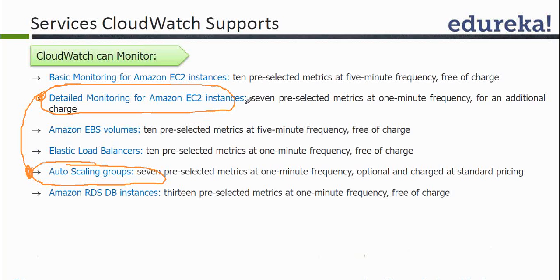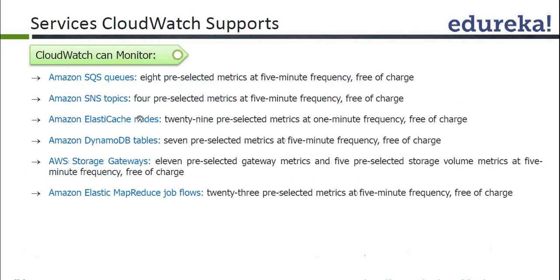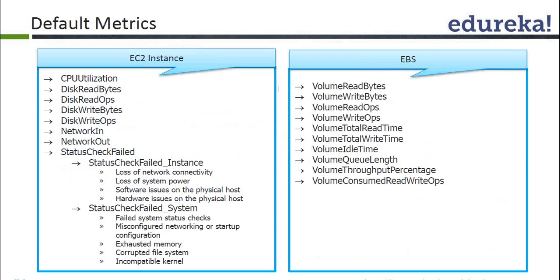Okay, and only there, also detailed monitoring. Apart from that, even 5 minutes is free of cost. EBS always gives 5 minutes, ELB gives 1 minute, but free of cost. You get more metrics for SQS, Simple Queue Service, SNS, ElastiCache, DynamoDB, and there are many more resources which offer the CloudWatch service. It's free of cost.